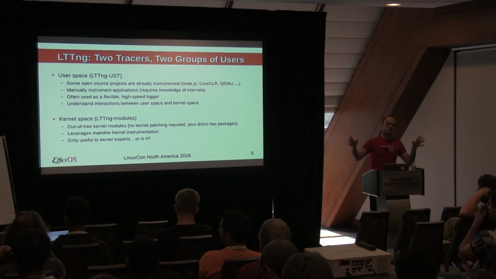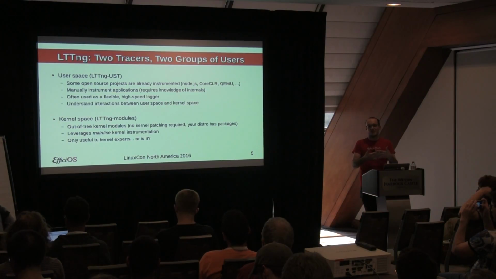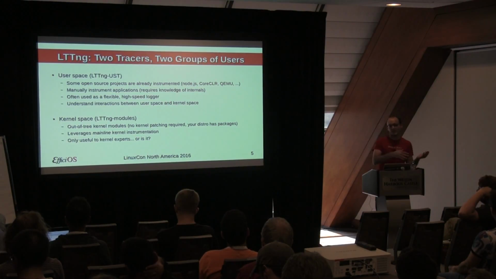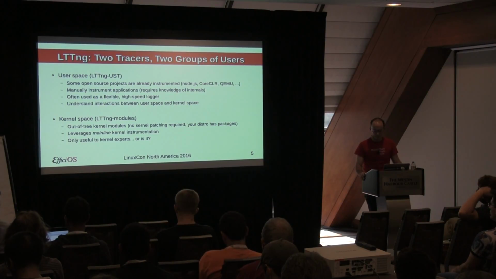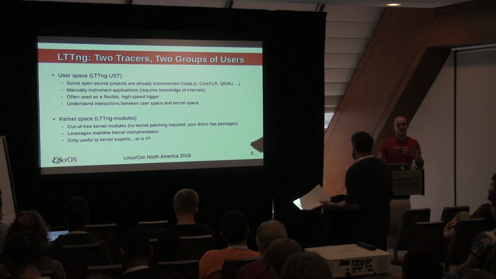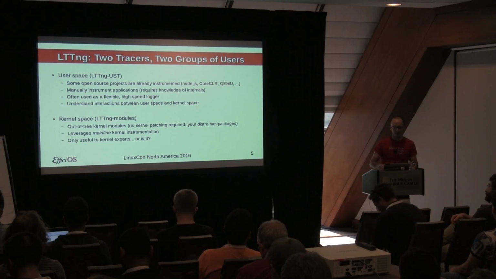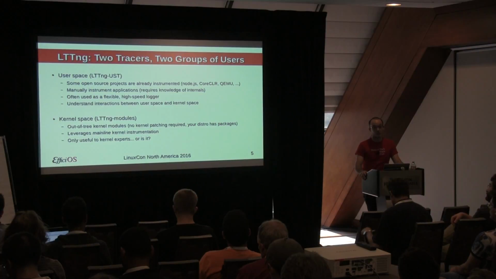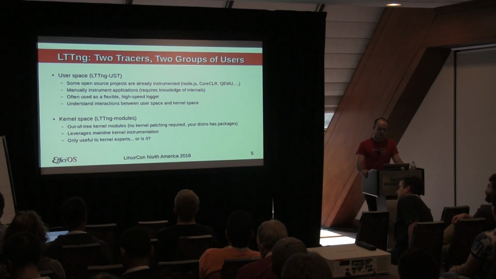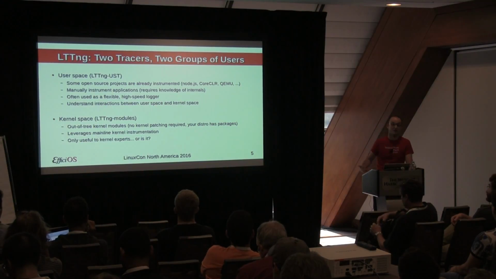LTTng has two tracers, one user space and one kernel space, which are used to correlate traces amongst themselves. So you can see how user space is interacting with the kernel and vice versa. For a long time, those two tracers have corresponded to two distinct user groups that didn't have that much overlap. On the user space front, you have people using open source projects that are already instrumented. Those would be Node.js, CoreCLR, QEMU, and a few others. But most users are actually using LTTng-UST with closed source applications, and it's all what they're actually developing.